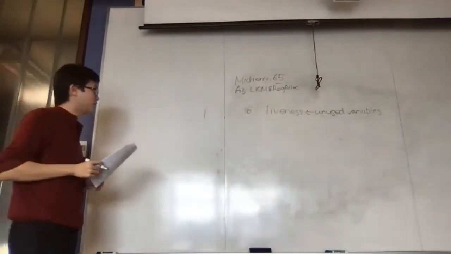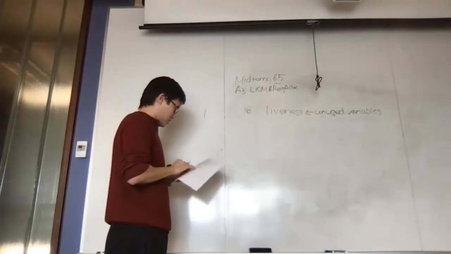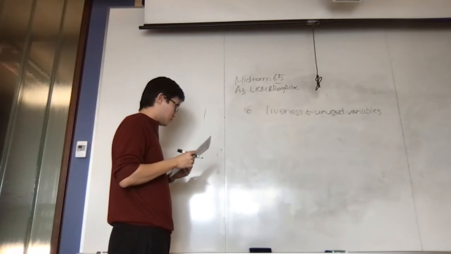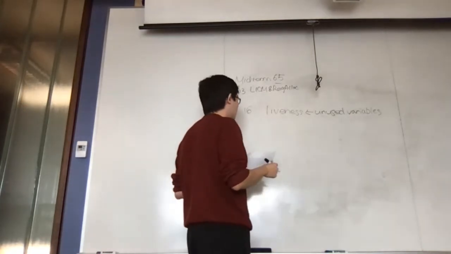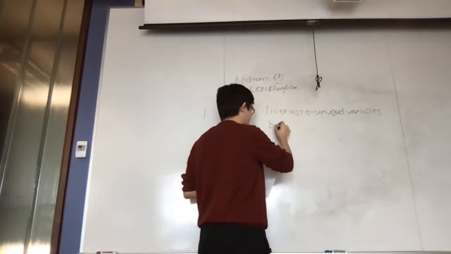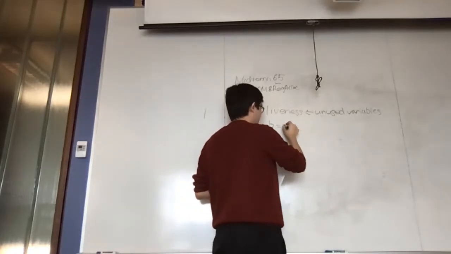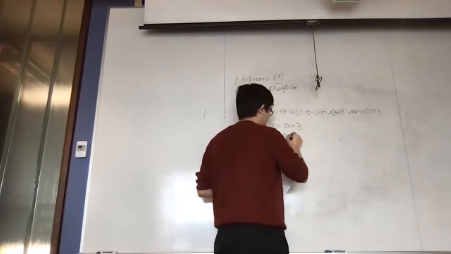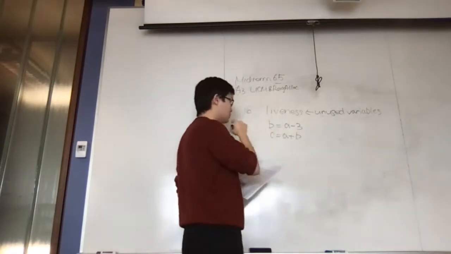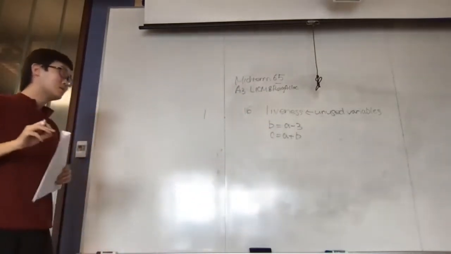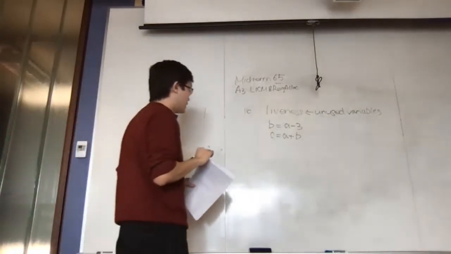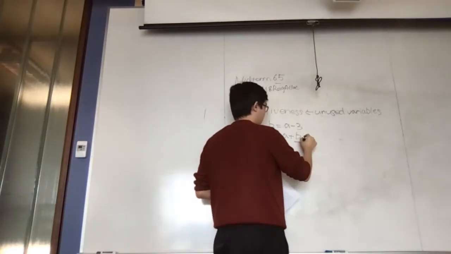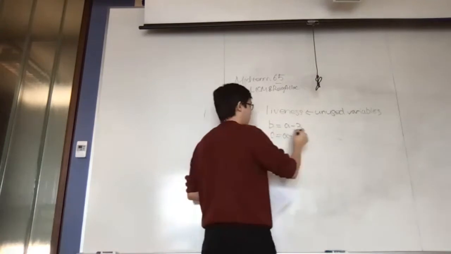However, why is liveness unable to solve the problem that we specified in the problem statement? Let us take the example in the problem statement where we have B equals A minus 3 and C equals A plus B. As we can see, the issue with liveness is that it considers variable B as live starting from this program point up until this program point.